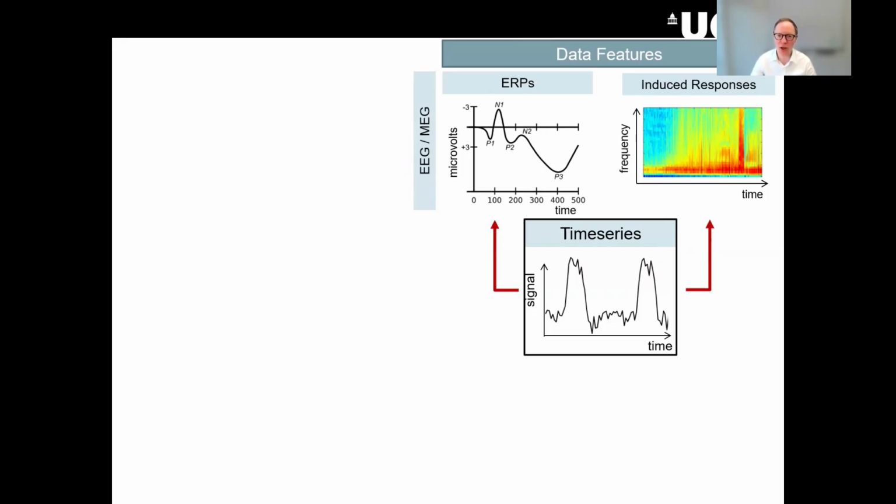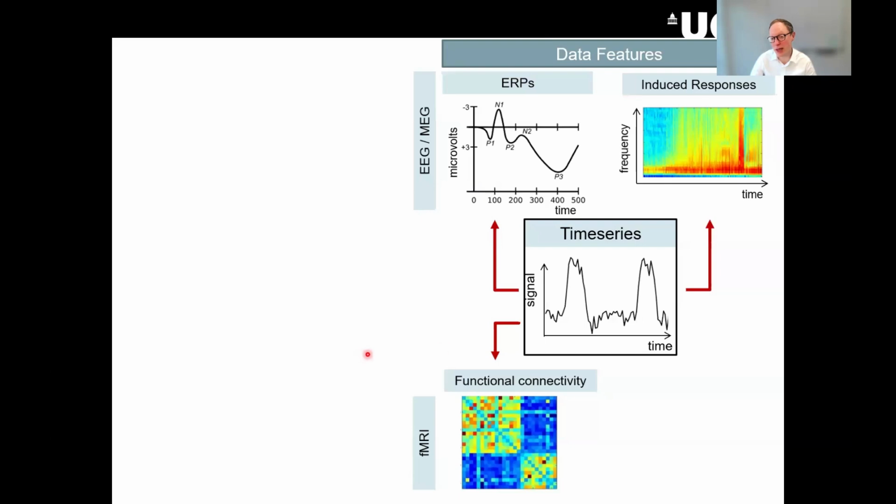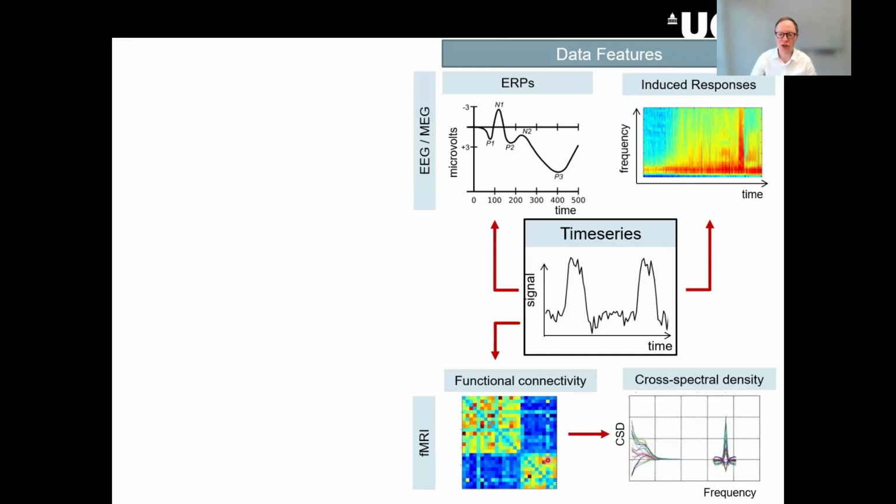Over in the fMRI world, what you'll often find is that people might take time series from different parts of the brain and correlate the time series to generate what's called functional connectivity, a correlation matrix, for which bits of the head are correlated with each other. And if they do the same thing in the frequency domain, it's called cross-spectral densities. It's exactly the same thing.